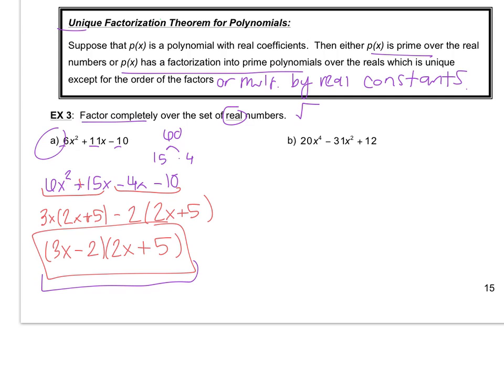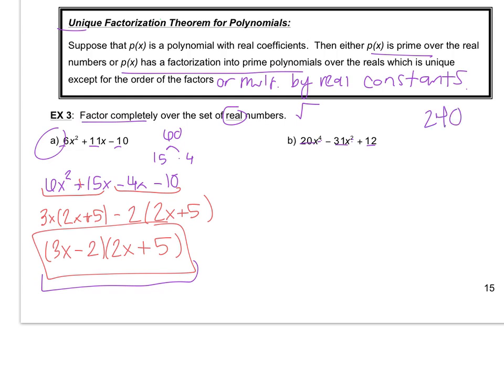B is a little different, so we've got this, our exponents are 4 and 2. So you can still treat that as a quadratic, but instead of our first two terms of the quadratic being x times x, it's going to be x squared times x squared. Again, there's nothing we can factor out of each of these three terms. So the first thing I would do is multiply 12 times 20, and we're going to look for factors of that product that add to negative 31.